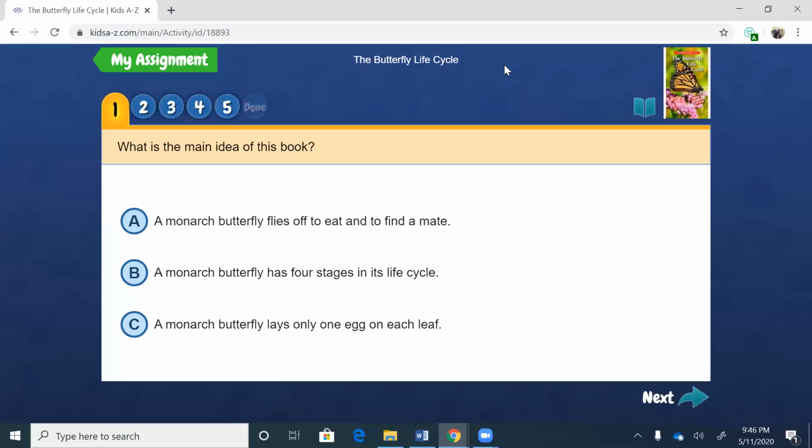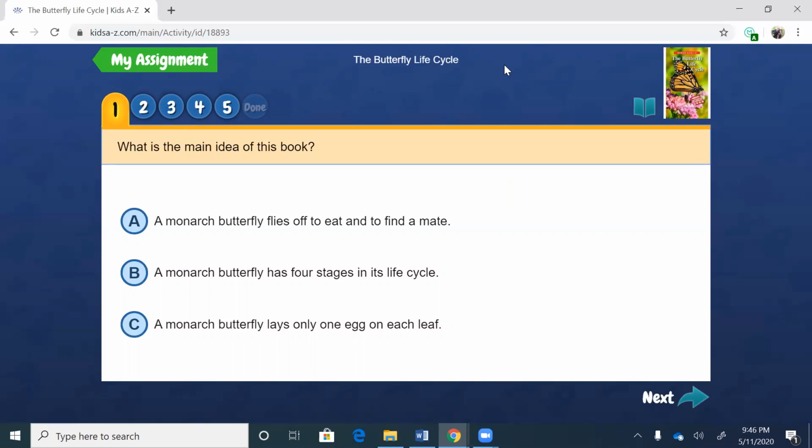All right, we do have a quiz today. What is the main idea of this book? So whenever you get a main idea question, you want to look at the title, and the title is The Butterfly Life Cycle. That often gives us a clue about what the whole story is about. Now, you don't want to pick just one detail; we have to think about the whole story, okay?